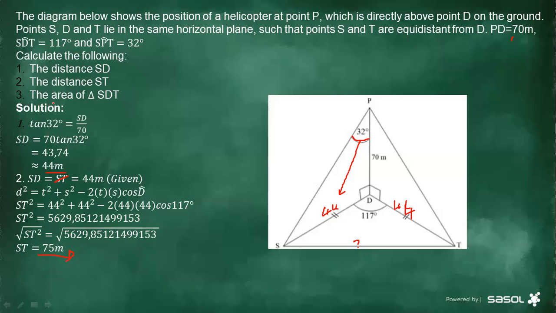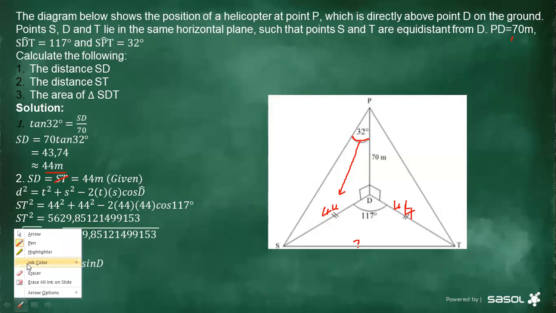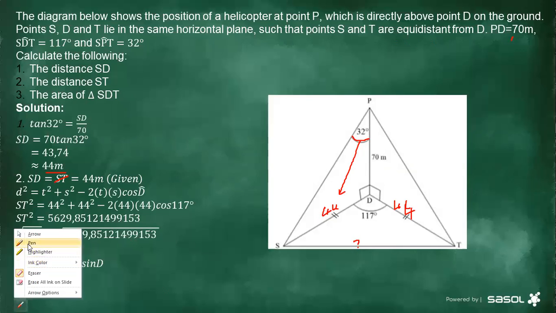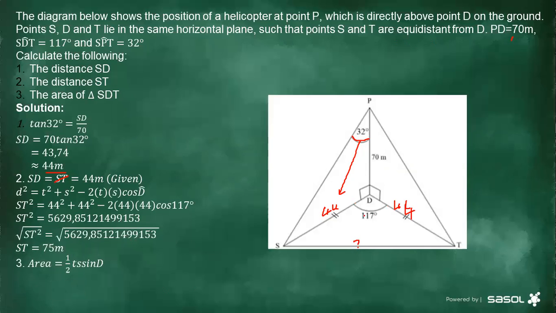Now, determine the area of triangle SDT. When you look into that triangle, do we have two given sides and one angle which is between them? Yes, it's 44, 44, and the angle is 117. We can calculate the area of that triangle. You substitute the values and press your calculator. Our area is 862.49 meters squared.